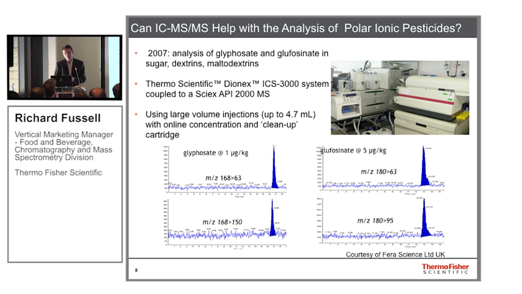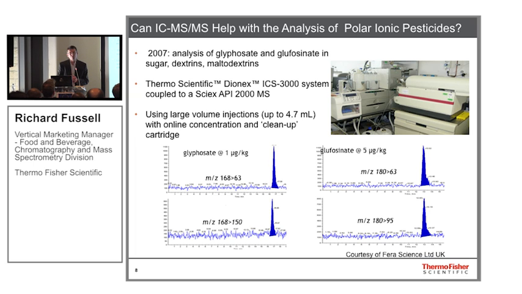And the only way we could achieve this was by using a Dionex system, an ICS 3000 system, and at that time it was coupled to an AB Sciex API 2000 MS system, and people will know that the sensitivity of that system compared to systems today was pretty low. It has improved probably 100-fold since then. So the only way we could do it was to inject large volumes. We actually injected, in some cases, 4.7 mL, 4,700 microliters of sample in order to get to these levels. But we did it, and it proved to be robust.